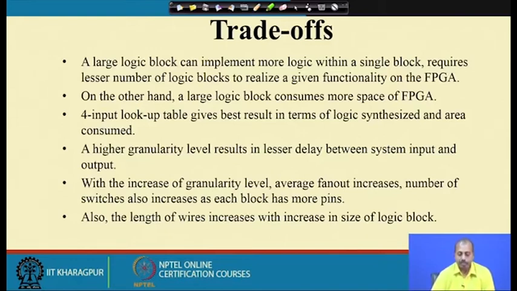With the increase of the granularity level, average fan out increases and number of switches also increases as each block has more pins. One output of a logic block may be going to 10 different places. So, as a result the fan out will be high. If fan out is high, you have to put some buffer in between. As a result the overall logic requirement will also go up, and length of the wires increases with increase in the size of the logic block.